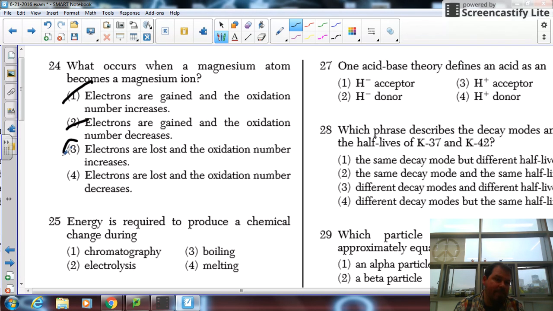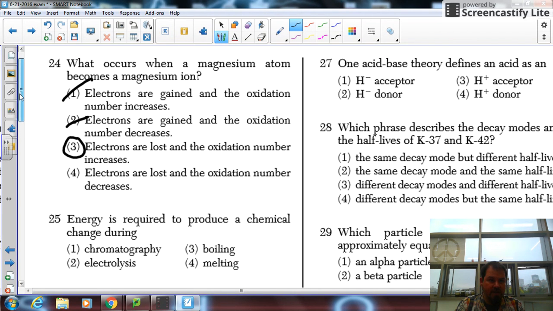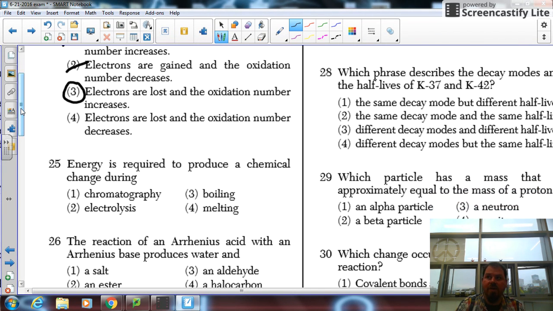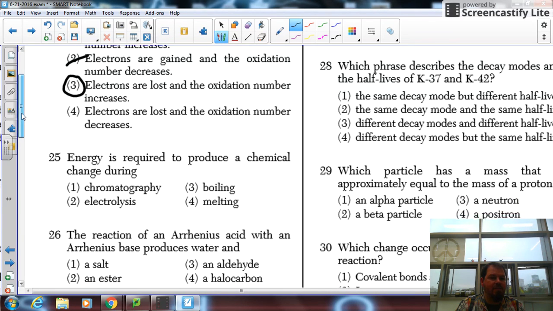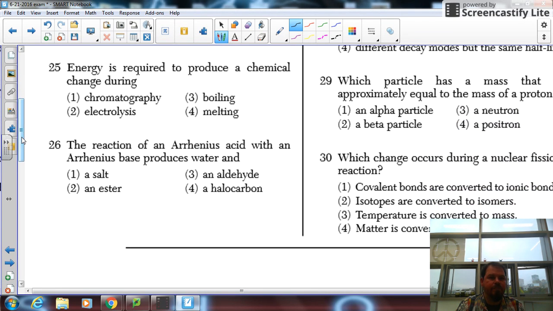And this is one of those topics that throughout the whole year has messed up chemistry students forever and ever, because the charge on the electron is negative. So when I lose it, I become more positive. We got to have that straight.